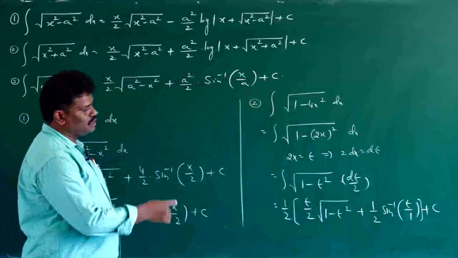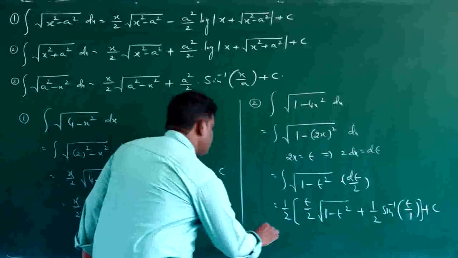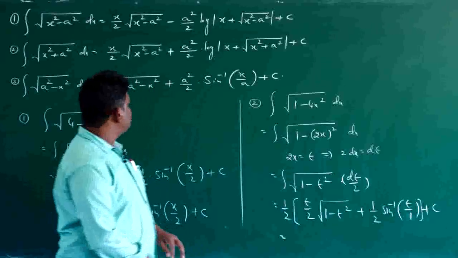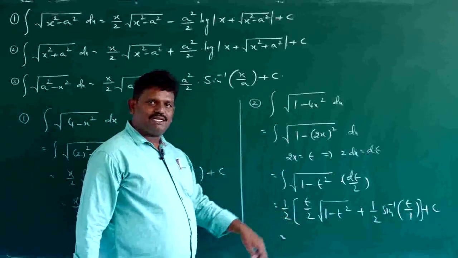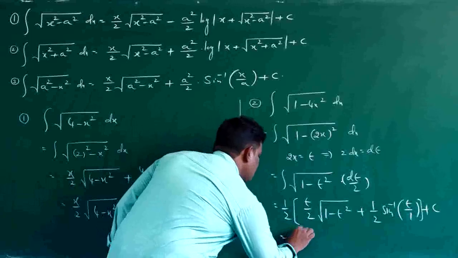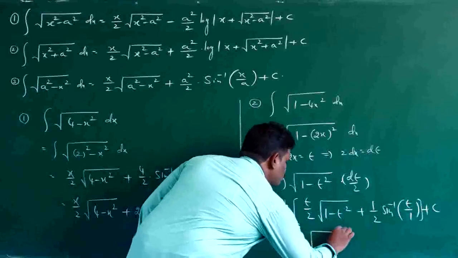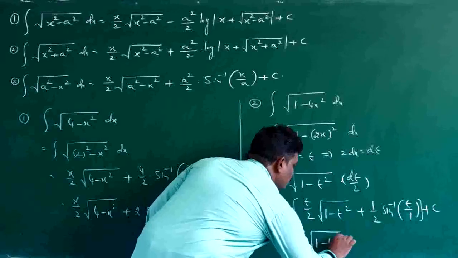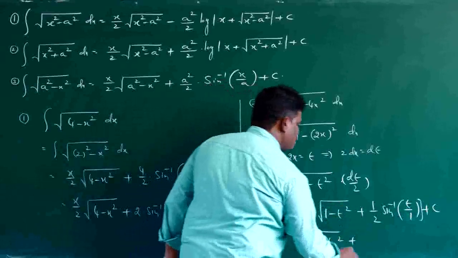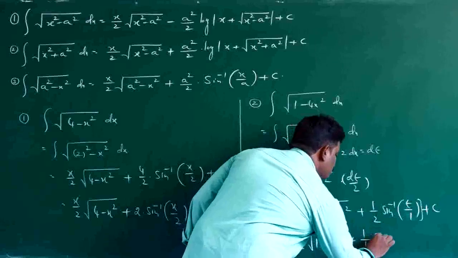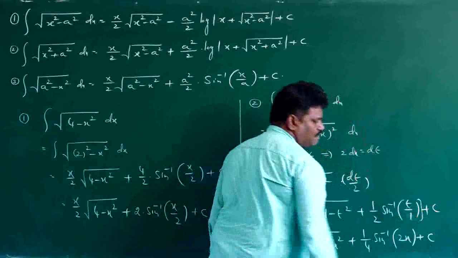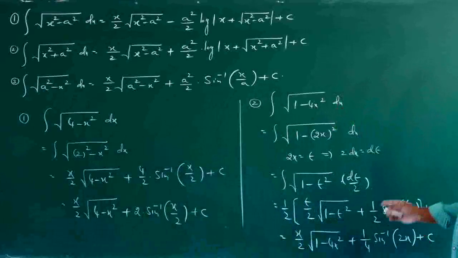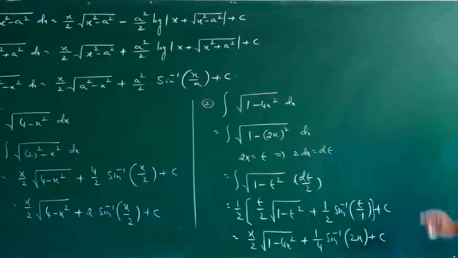In place of t we substitute the value, and multiply by the 1 by 2. Here t is equal to 2x, so 2x by 2, the 2 cancels, and we get x. Then 1 by 2 into 1 by 2 gives 1 by 4 sine inverse of 2x plus c. Okay, so that is the result if you solve the problem.